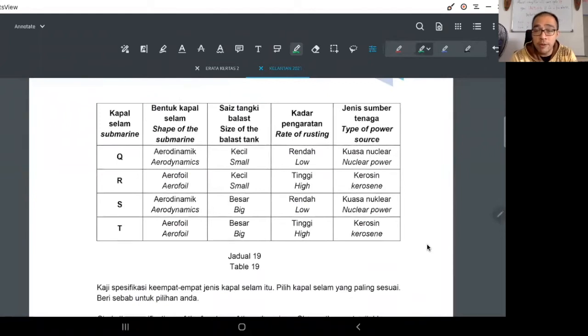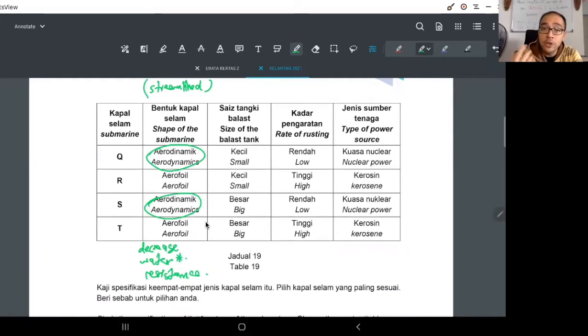Let's start with the shape. The shape of the submarine should be aerodynamic, and not aerofoil. Aerofoil is Bernoulli's principle, but aerodynamic is to decrease water resistance. This is something that I always emphasize. When you talk about aerodynamic shape or streamline shape, although there's no choice here, it's also good to know. You need to be very clear about what it is that you are resisting against, what it is that you're fighting.